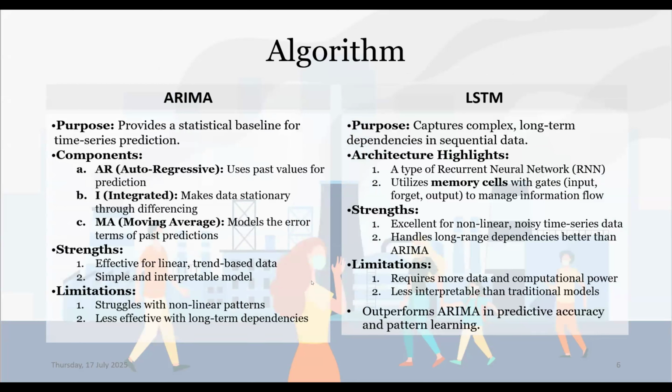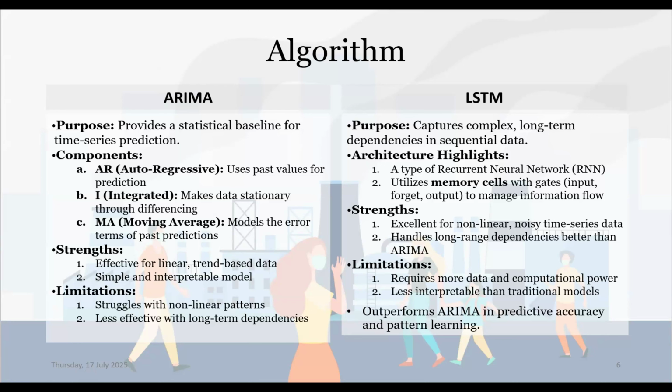It is a statistical model used for time series prediction. It consists of three components: autoregressive, integrated, and moving average. The autoregressive component has a variable p which uses past values for prediction, and the integrated component uses a variable d which makes data stationary through differencing. Moving average uses a variable q which models errors present in the past predictions.